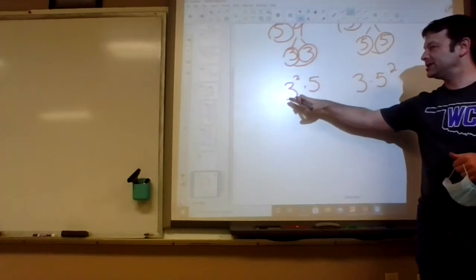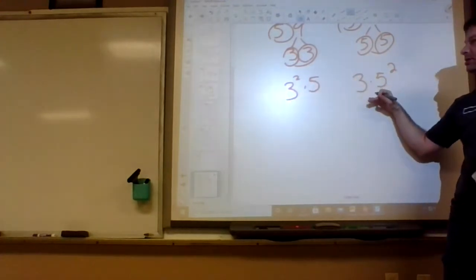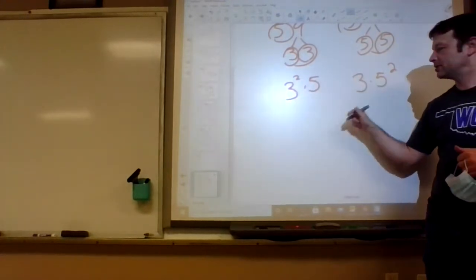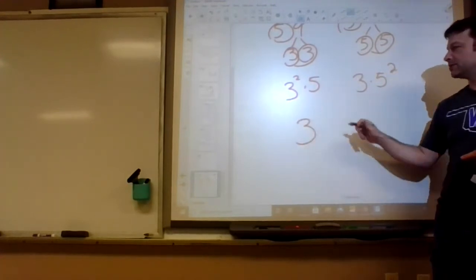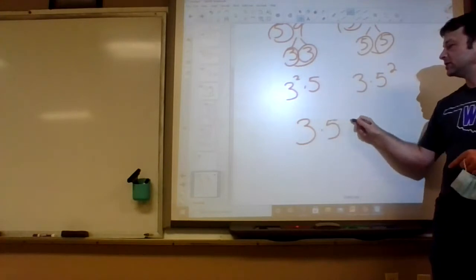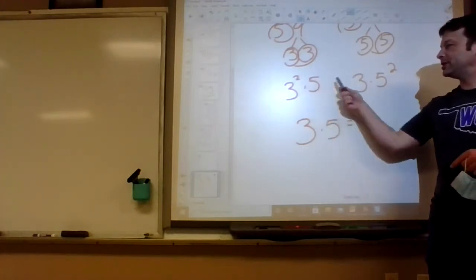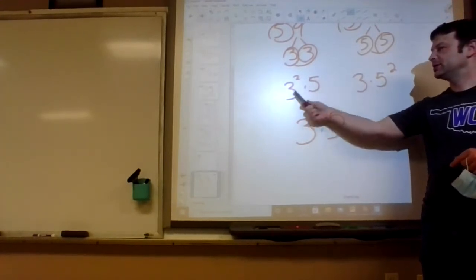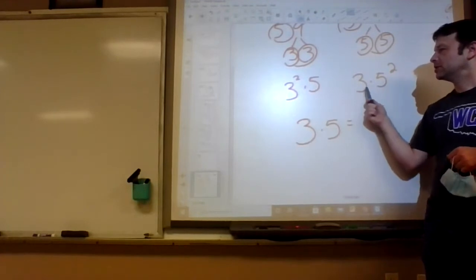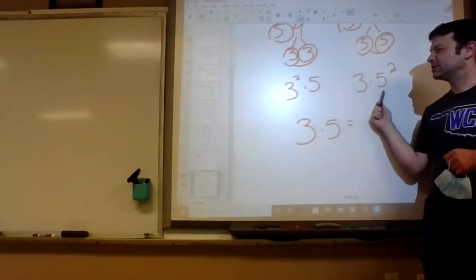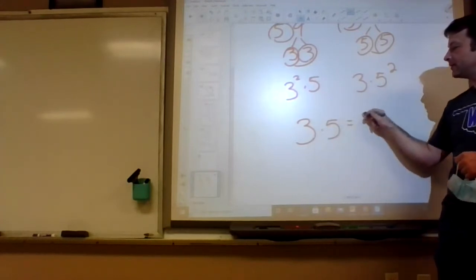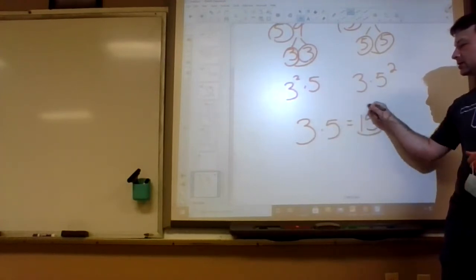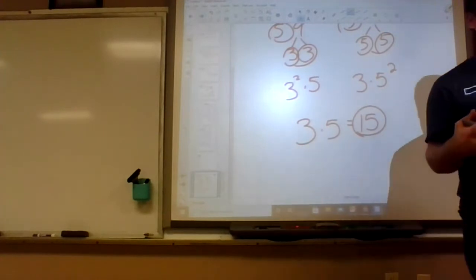So what's the least amount of 3's? 1. What's the least amount of 5's? 1. The least amount of 3's, looking at these, comparing, is 1. The least amount of 5's is 1. So I'm using 1. 3 times 5 is 15. 15 is all they have in common.